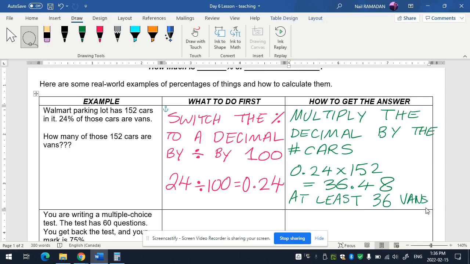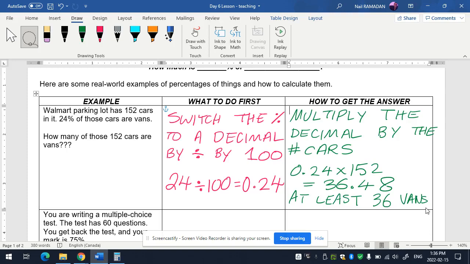At least. By the way, I'm not going to take marks off if you don't write at least. I'll understand that you mean it. But I need to know that you only looked at this number because that's the minimum number of vans that made it to this calculation. Always think of it this way.